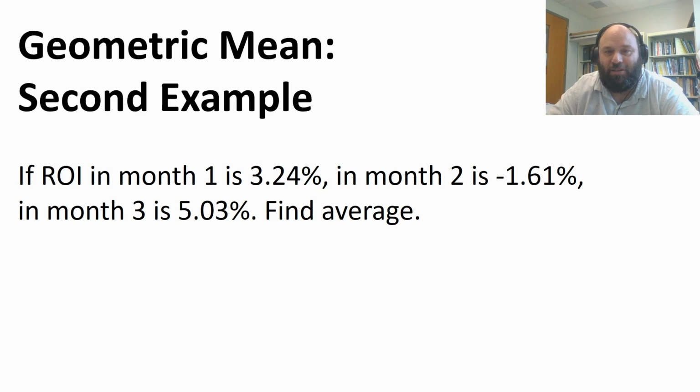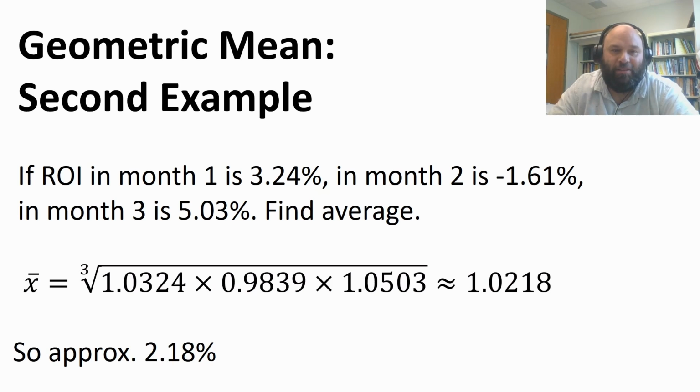We're going to find the average. In the previous video, we averaged the first two. Now we're going to average all three. So recall what that means is first, we have to add 1 to each, where we treat each as a decimal. We multiply them together and then take a third root. So here's what that looks like.